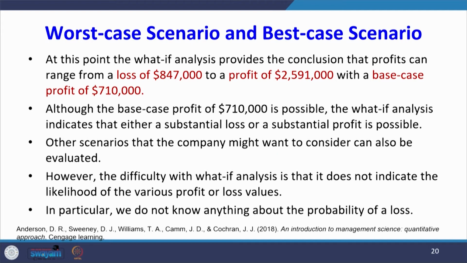So, there may be different values, because we have seen the extreme values of C1, C2 and X. In between these extreme values, different combinations are possible. However, the difficulty with the what-if analysis is that it does not indicate the likelihood of various profit and loss values, because we consider only the fixed values. In particular, we do not know anything about the probability of loss.